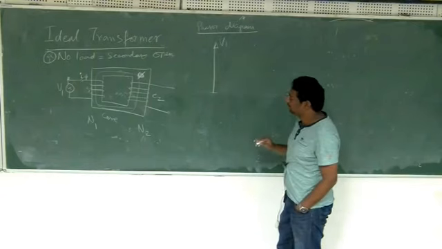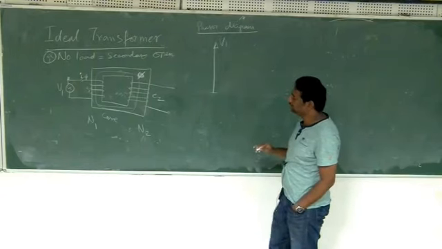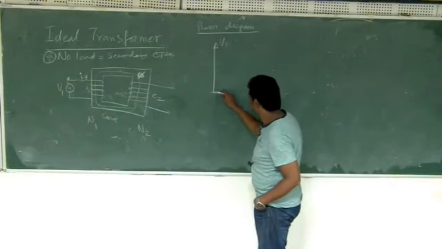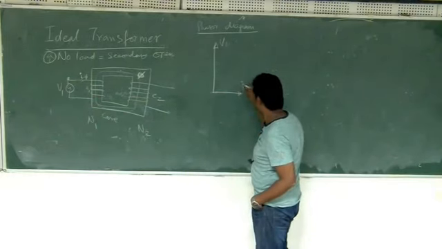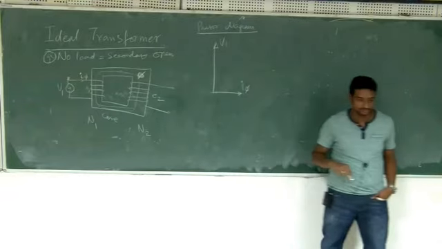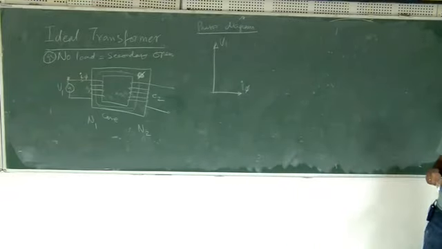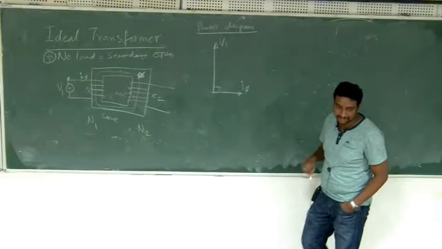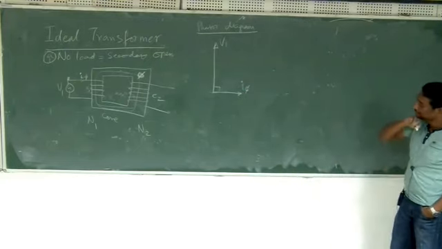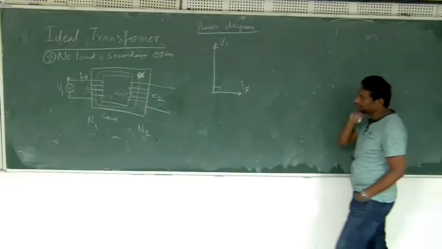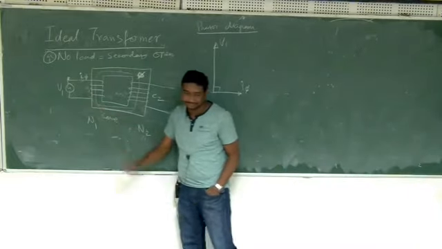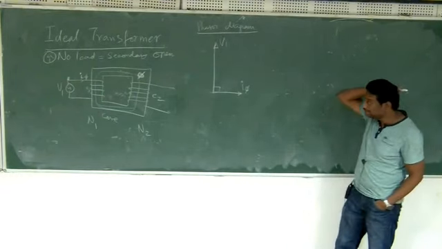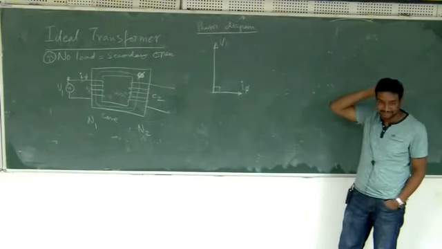Now what is the phasor for the current I phi? I phi will be like this. Why will it be like this? It is lagging behind by 90 degrees. Now, what is the phasor for E1? Same as V1. Again, it will lead by 90 degrees.